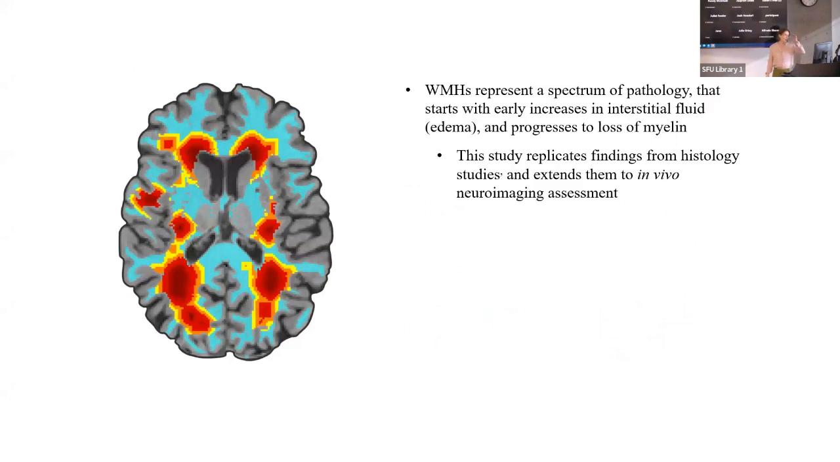So some takeaways here are, first of all, that white matter hyperintensities as a visible manifestation are probably representing a spectrum of underlying pathology. There's some suggestion from our work then that this is starting from early increases in interstitial fluid and gradually progressing to a loss of myelin with increased severity of the disease. And the reason we make this conclusion is because we didn't see any perilesional changes to myelin water fraction. They were all driven by fluid sensitive metrics, which includes diffusion tensor imaging, as well as the GMT2. And this replicates findings from histological studies, but importantly, this gives us a way to extend them into in vivo neuroimaging analyses.